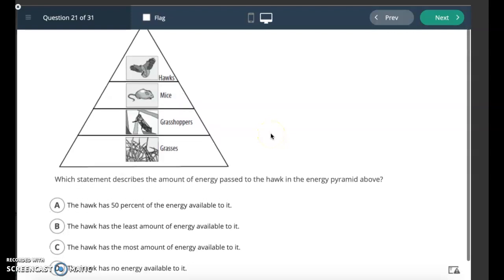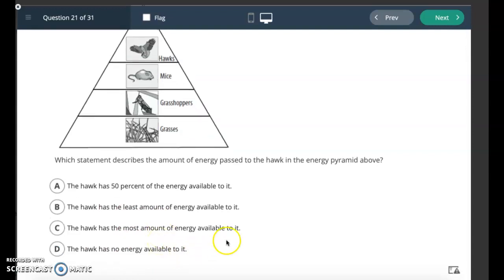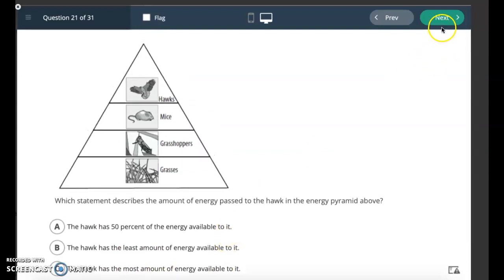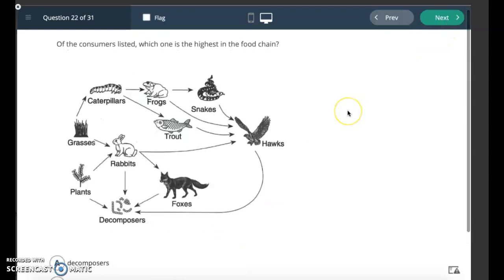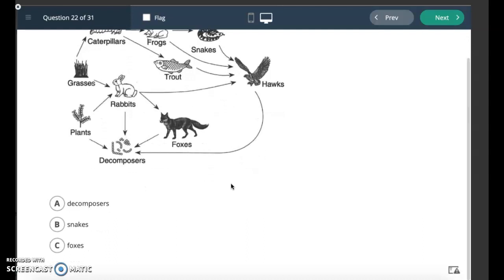21. Which statement describes the amount of energy passed to the hawk in the energy pyramid above? A, the hawk has 50% of the energy available to it. B, the hawk has the least amount of energy available to it. C, the hawk has the most energy available to it. Or D, the hawk has no energy available to it. 22. Of the consumers listed, which one is the highest in the food chain? A, decomposers. B, snakes. C, foxes.